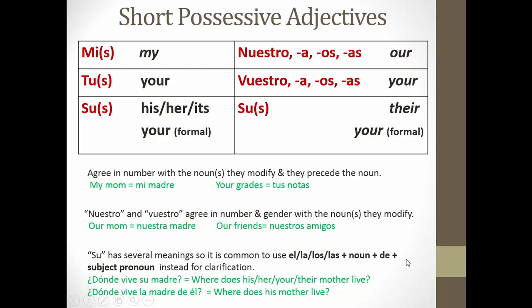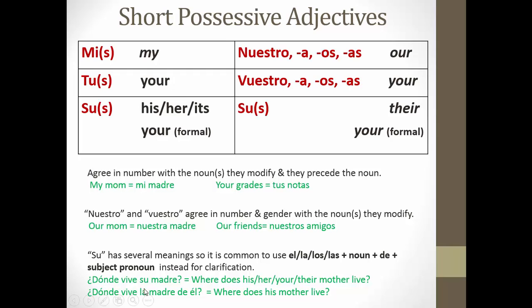Literally say the friend of her. So you would say el amigo de ella. Okay, so when you use that structure to clarify, it's just to make sure everyone's on the same page. It's still completely acceptable to say su amigo. Again, if you just wanted to clarify, you would say el amigo de ella. Look at my example here.